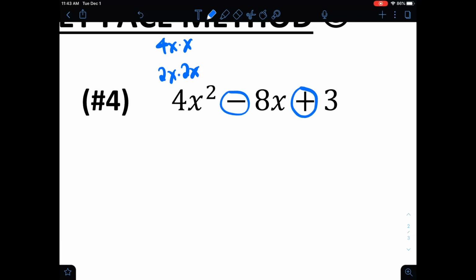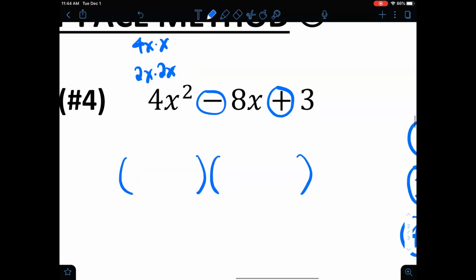Okay? Now, we need to check the signs. We're not going to plug it in right away. We're going to have either 2x and 2x or 4x and x, right? Okay, now we need to figure out the signs here.